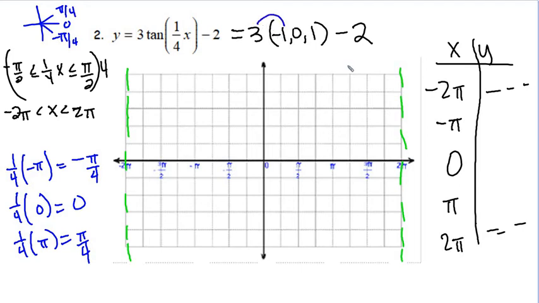So 3 times 1 is negative 3, minus 2 is negative 5. 3 times 0 is 0, minus 2 is negative 2. 3 times 1 is 3, minus 2 is 1. Okay, so I'm going to plot those. So I have pi is a positive 1, 0, negative 2, and negative pi, negative 5.